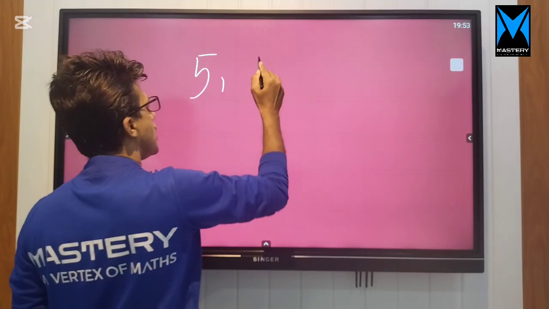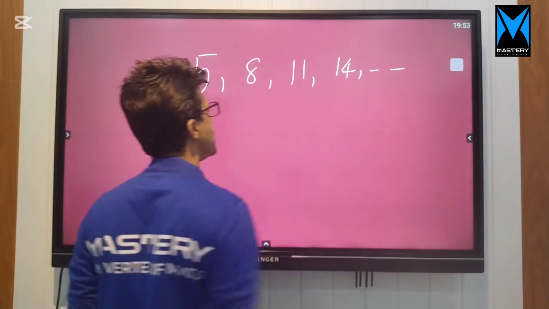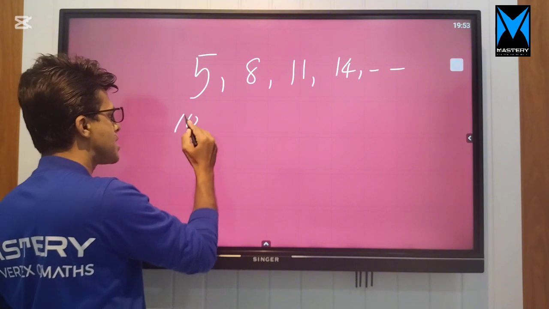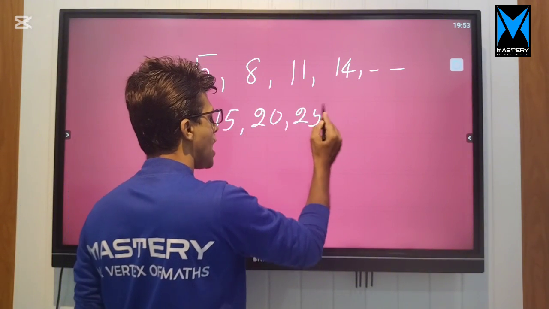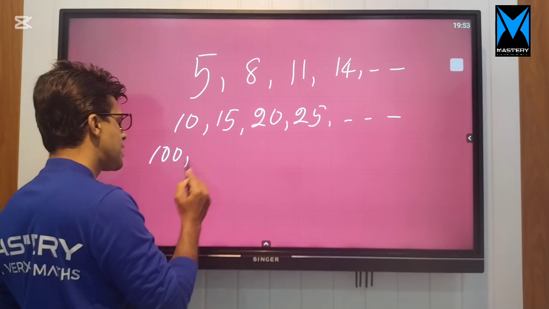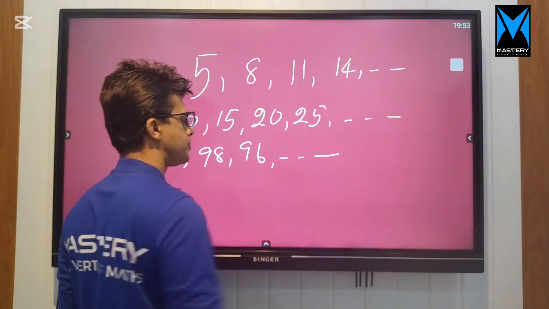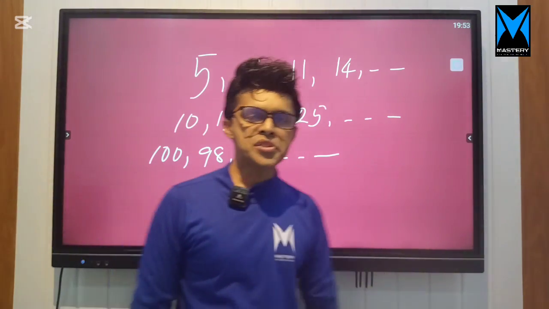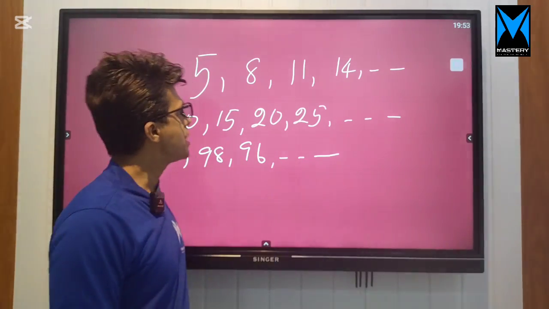5, 8, 11, 14, and so on. Then 10, 15, 20, 25, and so on. How about this one? 100, 98, 96, and so on. So just think of these number sequences. Can you see here?